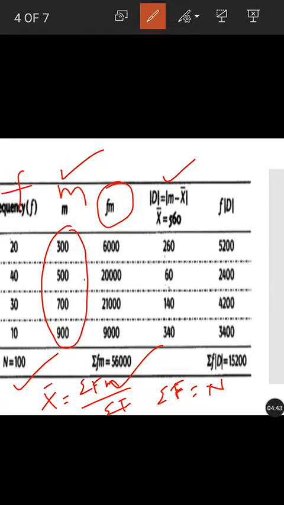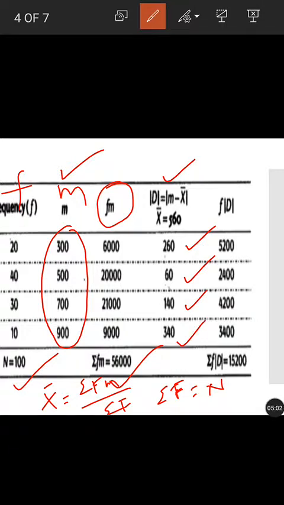So 300 minus 560, that is 260. அடுத்து 500 minus 560, that is 60. அடுத்தது 700 minus 560, that is 140. Next 900 minus 560, that is 340.